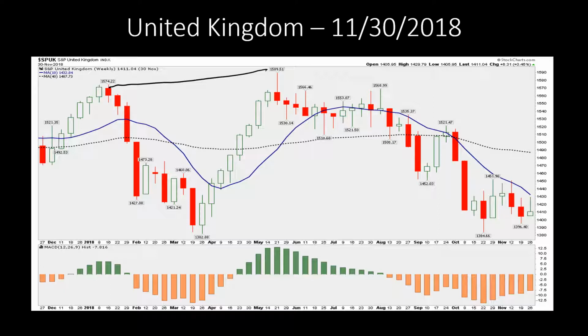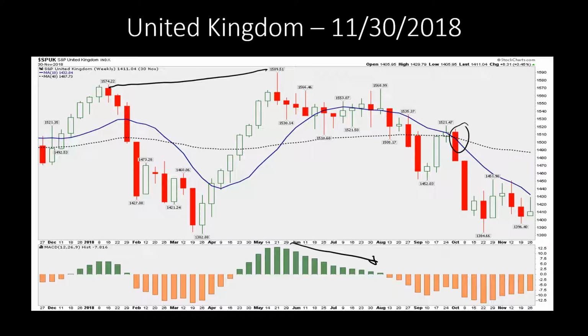But if you can see on the MACD bars, the green bars began to shrink, which means that positive momentum began to wane. Soon momentum turned negative, and that led this market to begin breaking below its moving averages. In October, the death cross was completed.